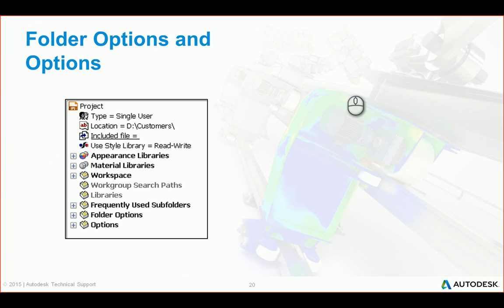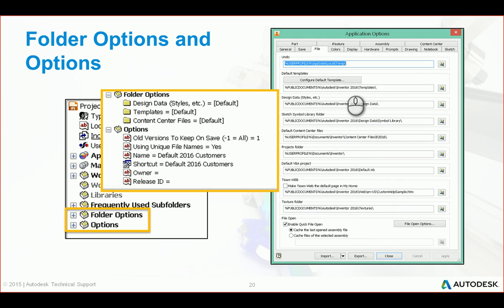Okay, your folder options. The folder options area supersedes the information that is in your application options. This tells it where your design data is, which is your styles. Same for your templates. And these are the Content Center files. These are not your libraries. These are when you go to Content Center and you tell it to create that bolt. This is the location that it gets created in.